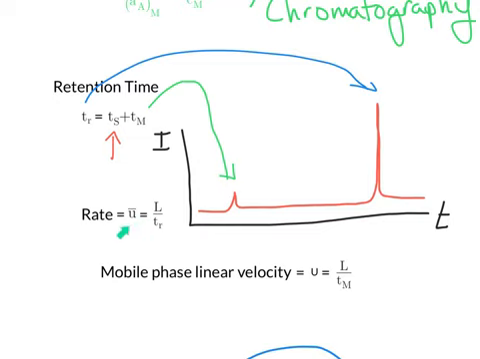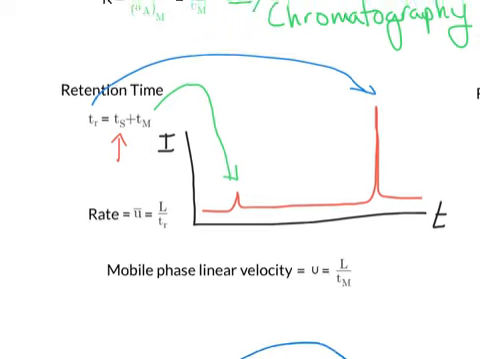We also learned that we can use the retention time and the column length to calculate the rate, the mobile phase linear velocity, from that time that it spends in the mobile phase. These are both linear velocities, not volumetric velocities, and you may be more used to hearing about milliliters per minute than centimeters per second. So just be aware of that.